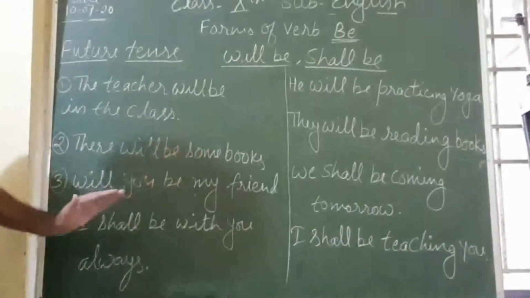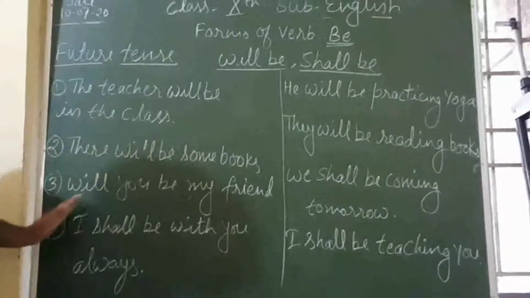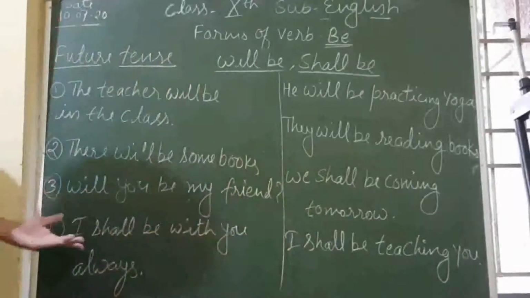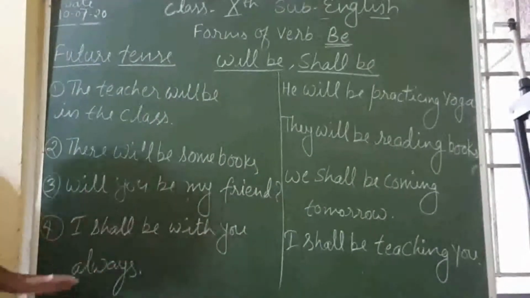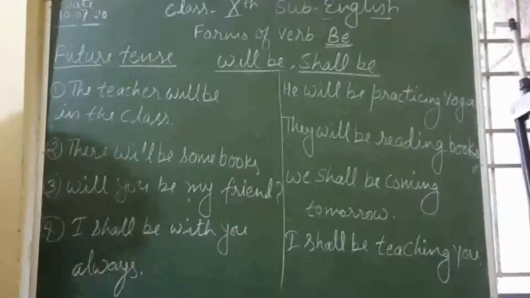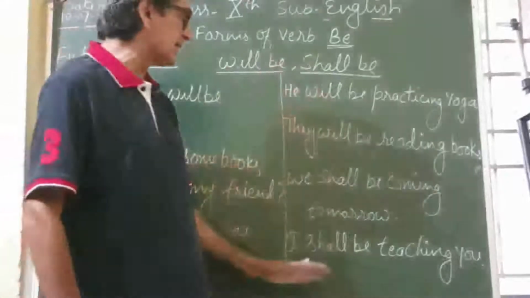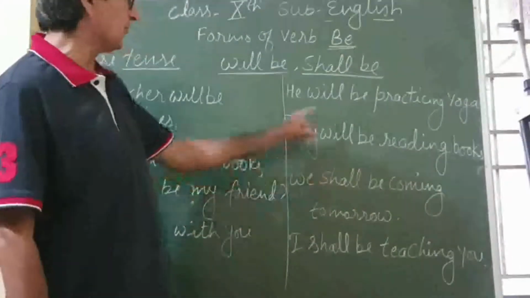There will be some books. वहाँ कुछ किताबें होंगी. Will you be my friend? क्या आप मेरे मित्र बनेंगे? And I shall be with you always. मैं आपके साथ हमेशा रहूंगा. These sentences as main verb and these sentences as helping verb.